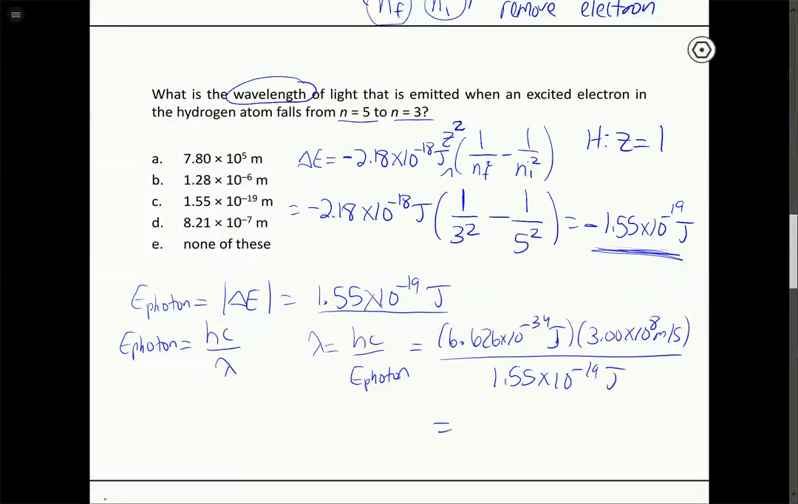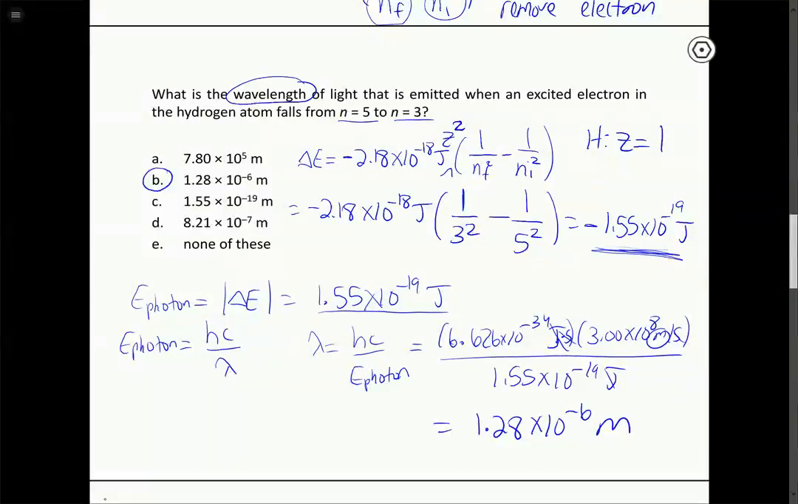Now we have to keep units in mind here, so that's going to be an answer in meters. Especially when we're doing multiple choice questions, we make sure we have the units correct. And so what I got is 1.28 times 10 to the minus 6 meters. We don't have to convert it because all of our answers are in meters, and this is the number that we get, B.